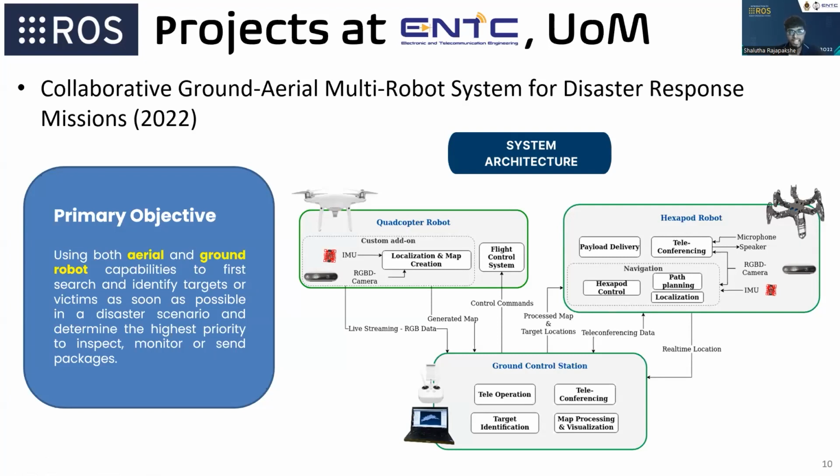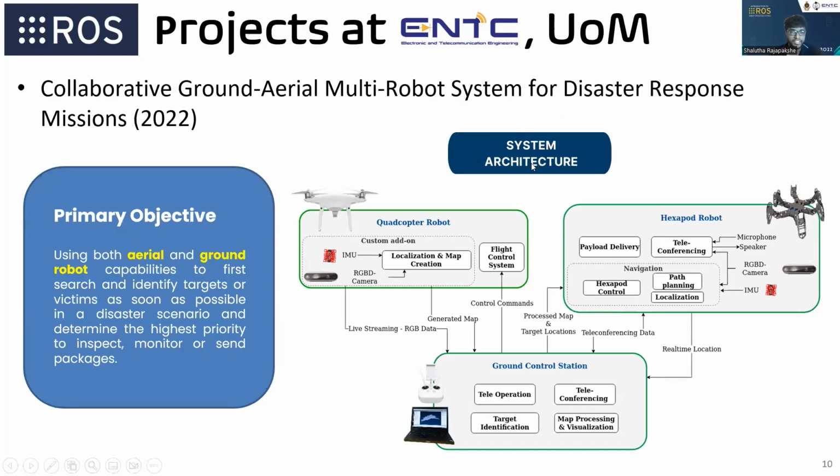And ground robots, on the other hand, are optimized for longer missions, and they can carry payloads, and they can actively interact with the environment as well if they want. So our primary objective in this project was to use both aerial and ground robot capabilities as leverage in disaster-stricken environments. Considering that, we have designed a drone add-on which can mount to available drones, and designed a hex support robot for navigating uneven terrains while leveraging both of their capabilities.